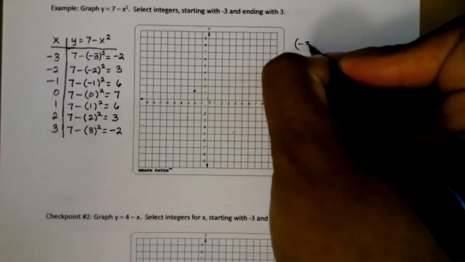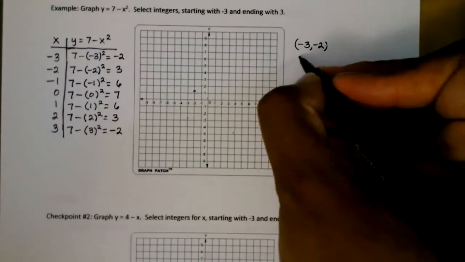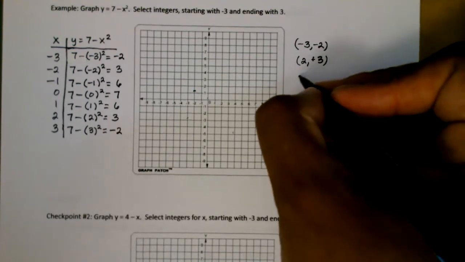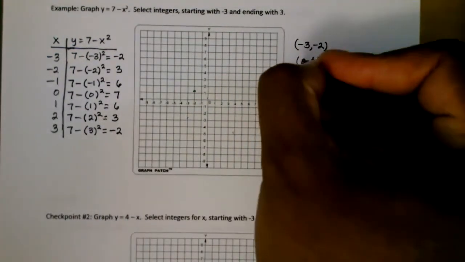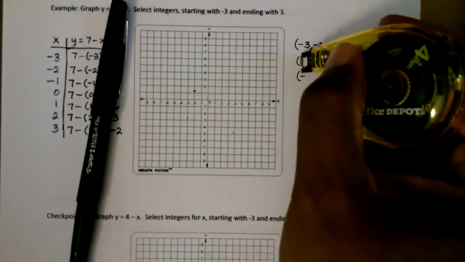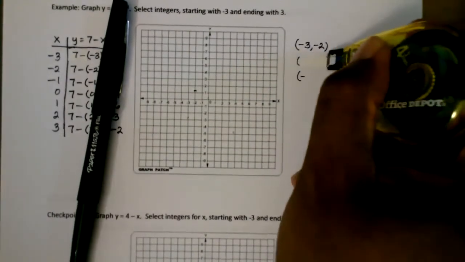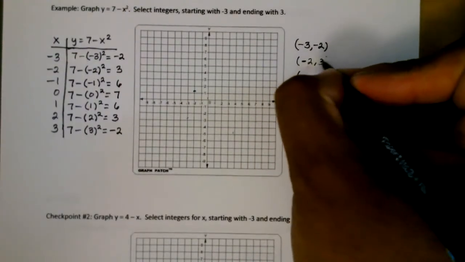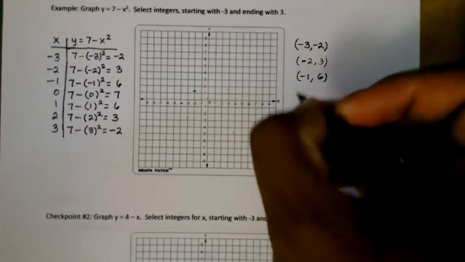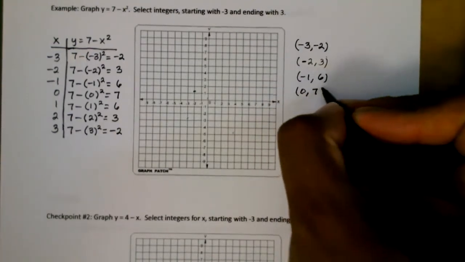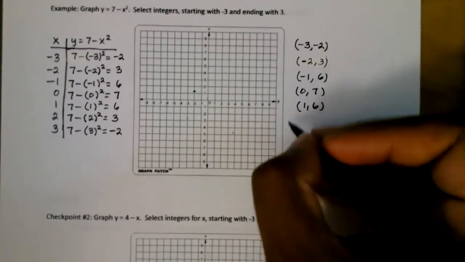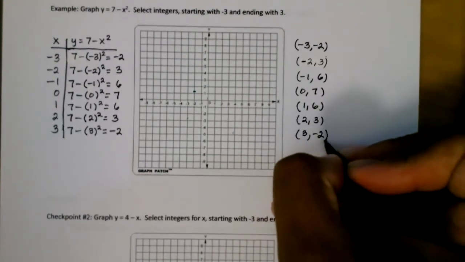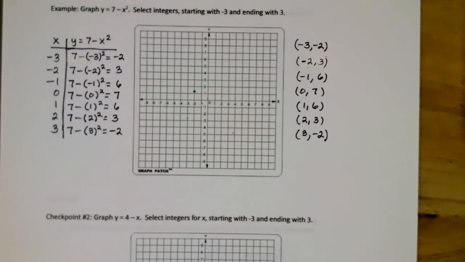Now I'll write this out on the side. Negative 3, negative 2. Negative 2, 3. Negative 1, 6. 0, 7. 1, 6. 2, 3. And 3, negative 2. And I will be plotting those on the coordinate plane.